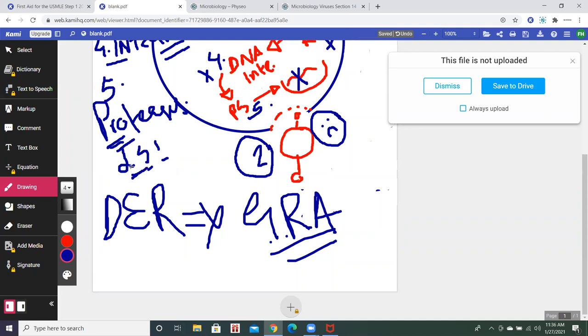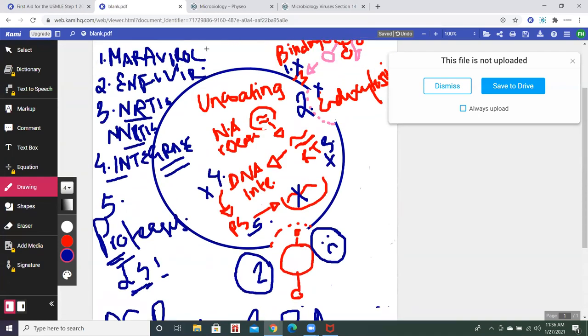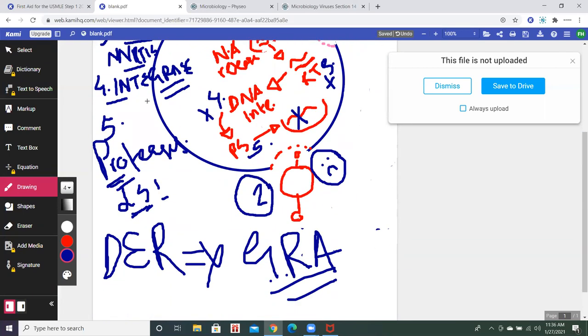The rest of the protease inhibitors, that is, fosamprenavir and atazanavir, are not very high yield. Lopinavir and saquinavir are high yield. So once again, attachment inhibitors are maraviroc, penetration inhibitors are enfuvirtide. Then you have integrase inhibitors with the letters GRA in them. So all the gravirs, and proteases with only L and S.